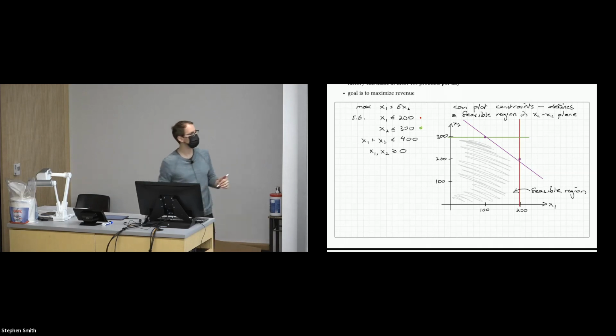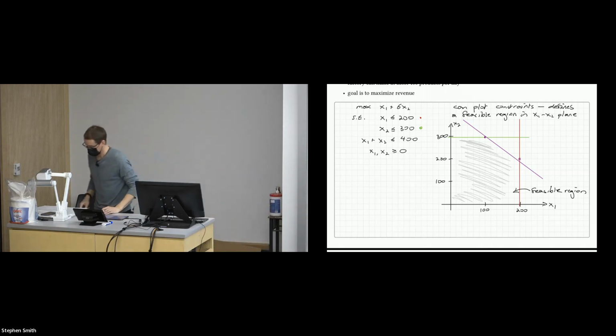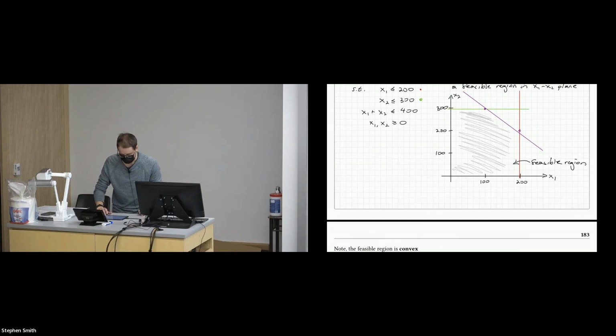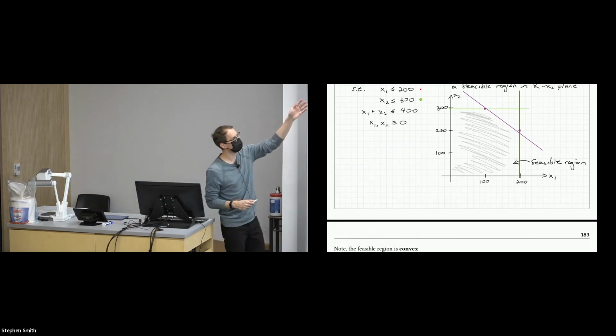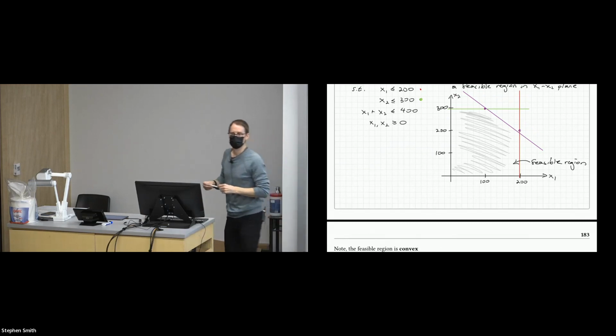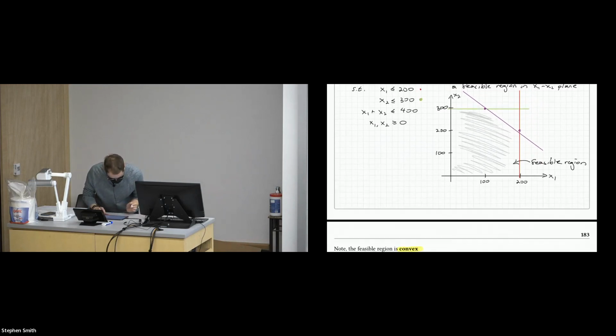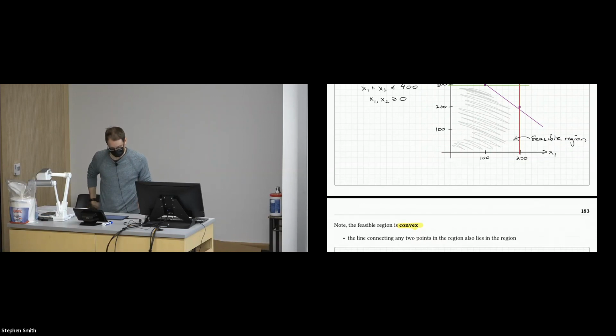I guess the one other thing, right, is I also had the constraints that X1 had to be greater than or equal to 0 and X2 had to be greater than or equal to 0. And one thing you notice is that that feasible region that I've drawn is a convex set. So what it means for that set to be convex is that if I take any 2 points inside that set and I draw the straight line connecting them, then the entire line also lies in the set. So notice that the feasible region is convex. The line connecting any 2 points in the region also lies in the region. That's the definition of convexity.